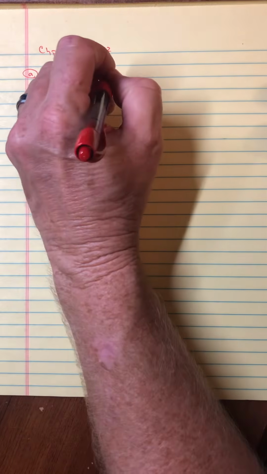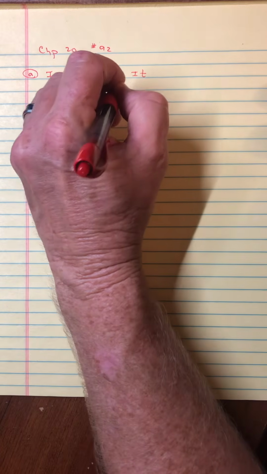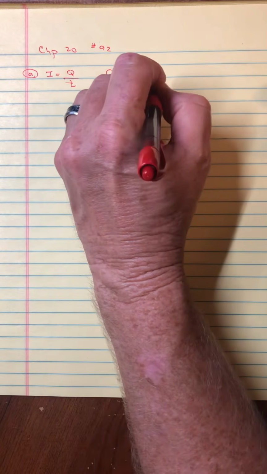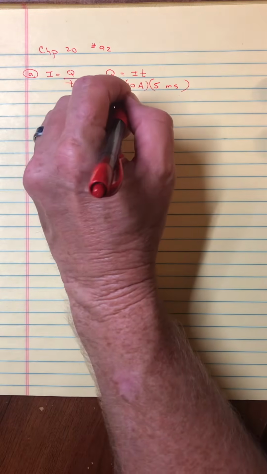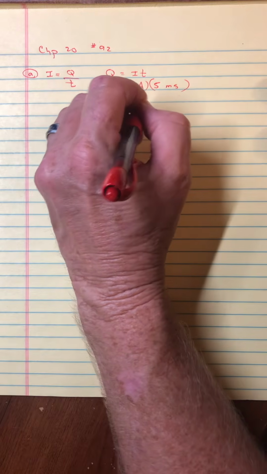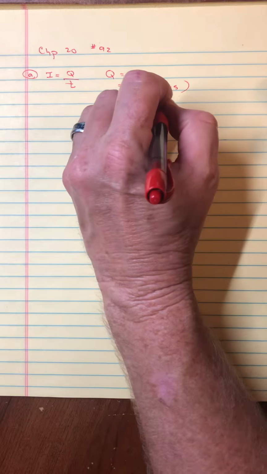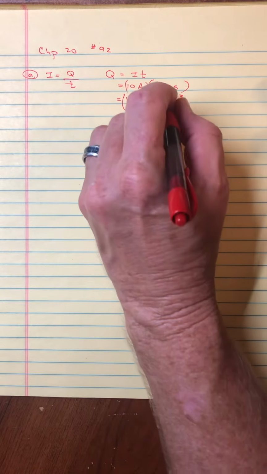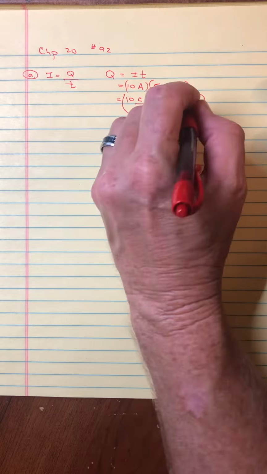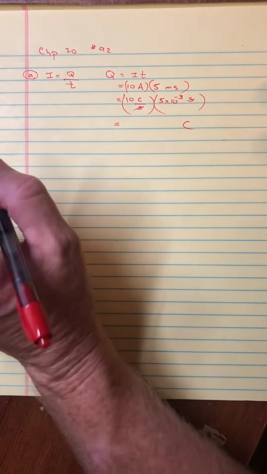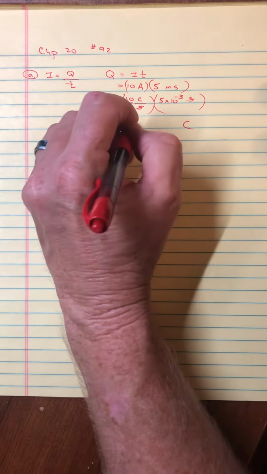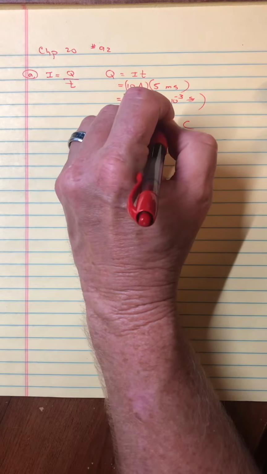So current is charge over time. That's what current is, it's the rate. So the amount of charge would be current multiplied by time. So if we've got 10 amps and we multiply it by the 5 milliseconds, let me just watch my units here. Here's 10, and an amp, remember, is a coulomb per second. And then I'll go 5 times 10 to the minus 3 for milliseconds. So the seconds will cancel, and I'll be left with units of coulomb, which is good, because that's what I'm being asked for, charge. And then 10 times 5 is 50 times 10 to the minus 3.